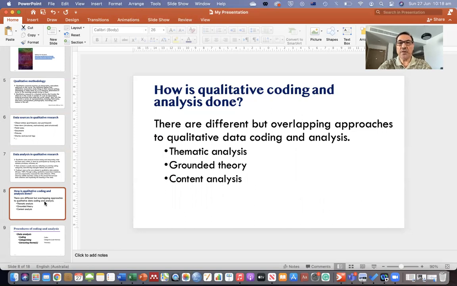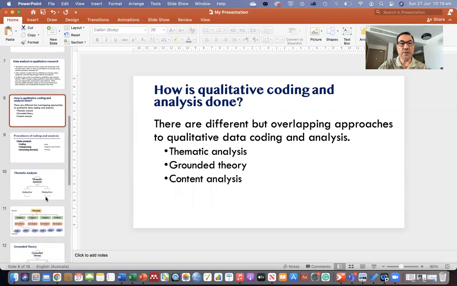And usually there are different approaches to doing the coding. Three outstanding approaches to qualitative data coding and analysis are thematic analysis, grounded theory, and content analysis. Familiarity with these approaches will enable you to become proficient in how to manage your data, how to analyze, and how to make plausible inferences and conclusions from your data analysis.